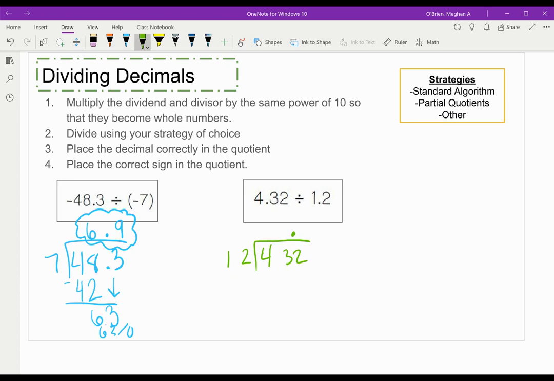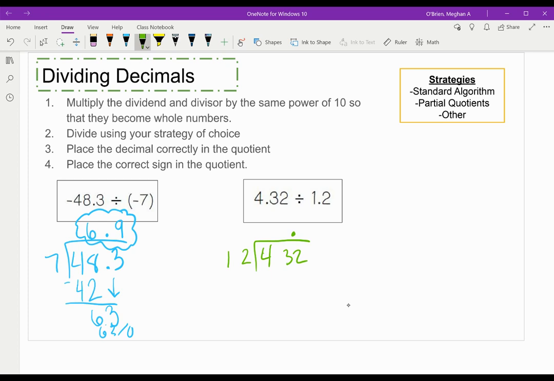Again, this part is when you just use your own strategy and make sure your answer makes sense. 12 going into this number. 12 can go into 43. I know this number is technically 432, you can think of it that way. I'm just going to do the standard algorithm.